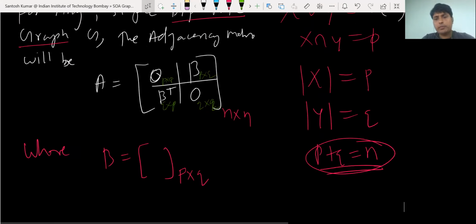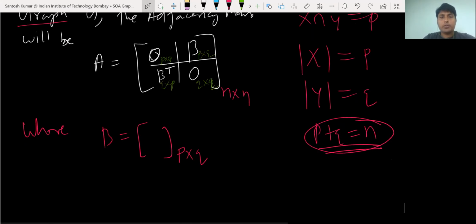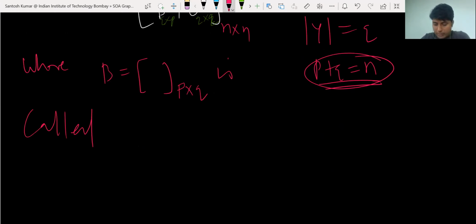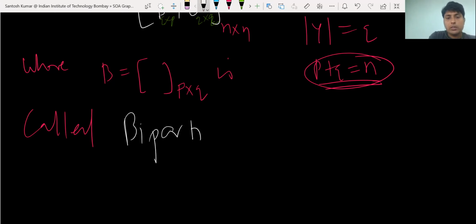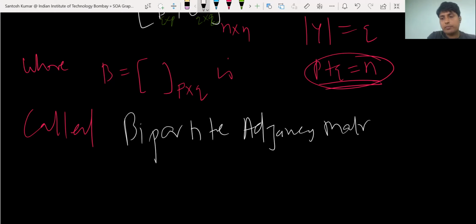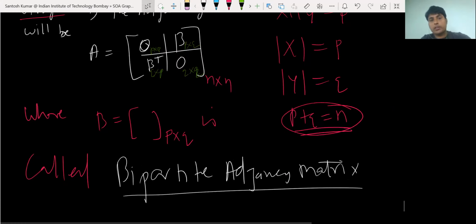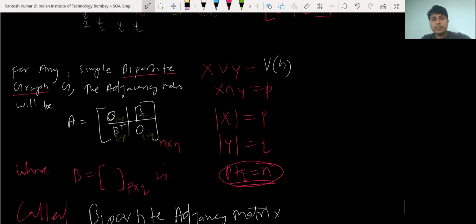So you can understand, the name of B is, so matrix B is called the bipartite adjacency matrix. This B is actually a block in the adjacency matrix.